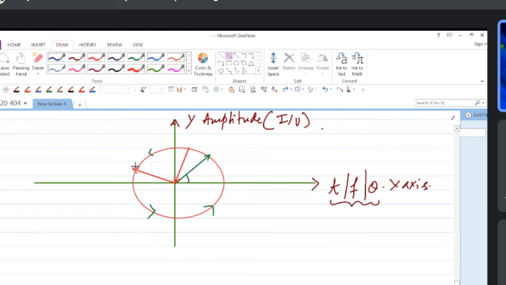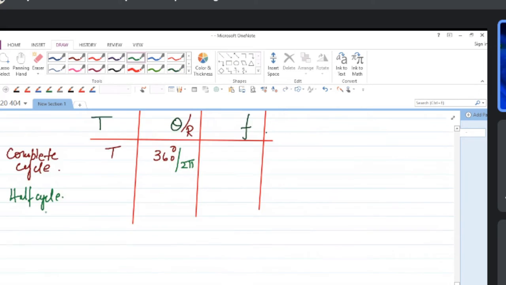Then half cycle. What is half a cycle? Half a cycle is T by 2. So T by 2 means that it should be 180 degrees. I will come to the frequency a little later.